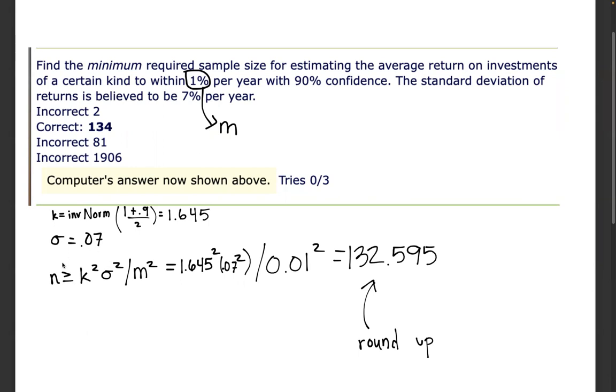Our N is going to be greater than or equal to K squared times sigma squared divided by M squared. So our K squared is 1.645 squared, times 0.07 squared, divided by the margin of error squared, which we said was 1%. And so we get 132.595, and then we round up, and the closest answer to this is 134.